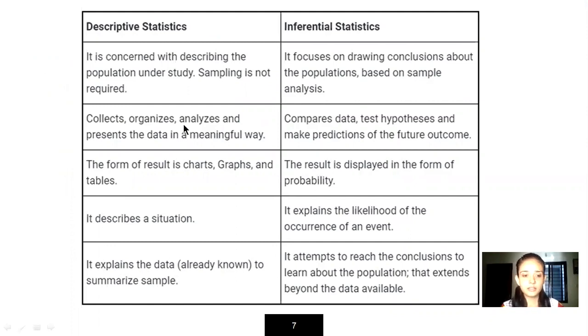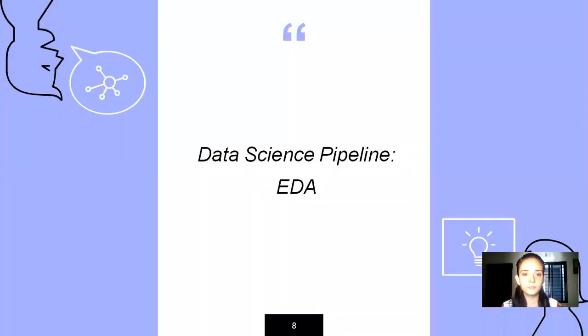Descriptive statistics describes the situation, and inferential statistics will explain what will happen in the near future, the likelihood of the occurrence of an event. Descriptive statistics collects, organizes, and analyzes the present data in a meaningful way, whereas inferential statistics is based on the hypothesis. So this is the basic difference between descriptive statistics and inferential statistics.